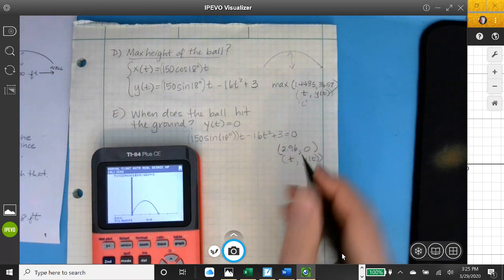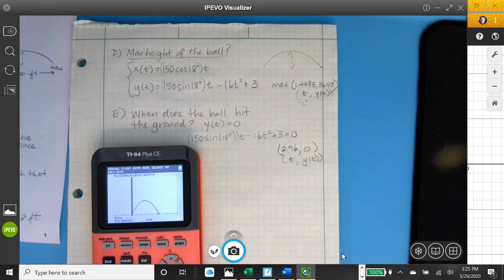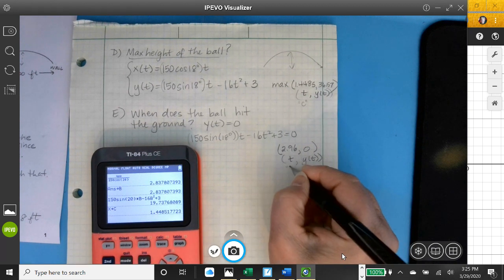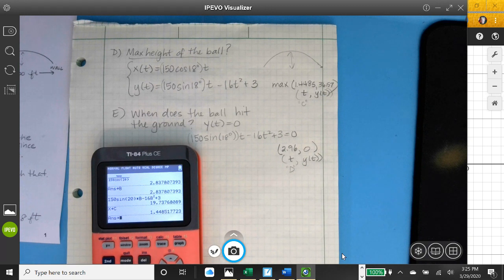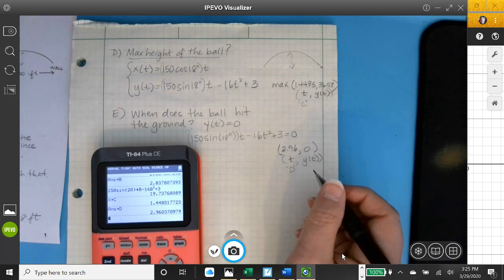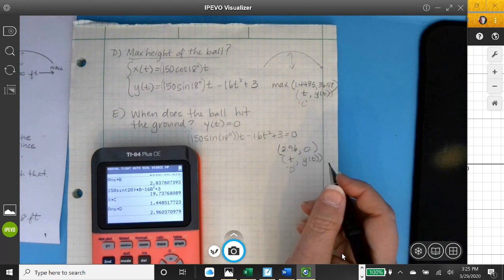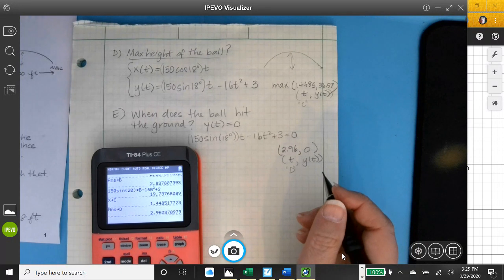Okay. And I'm going to store that when I go back, second quit. I'm going to store that into D. Alpha D is right here. Okay, there we go. So I stored that into D. Now you might say, do I have to store all those numbers? Well, the answer is no, you don't have to store all those numbers.